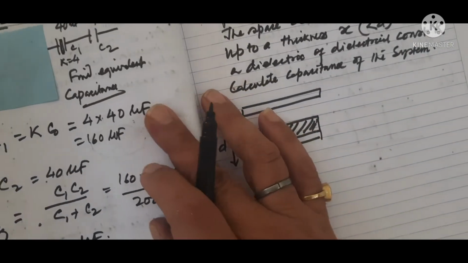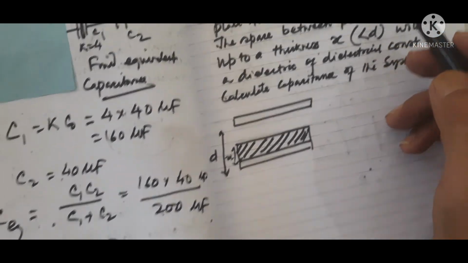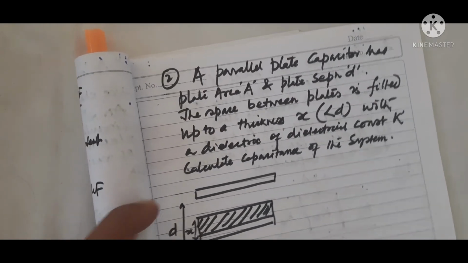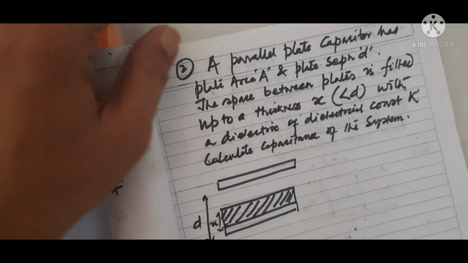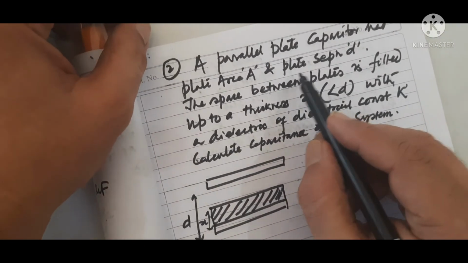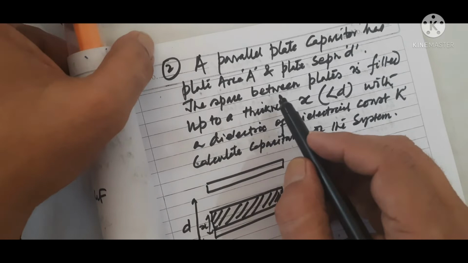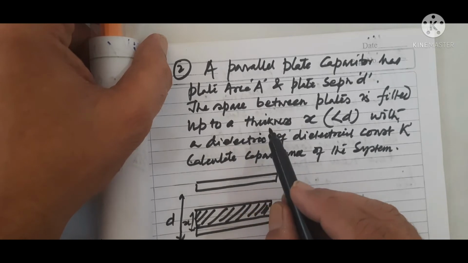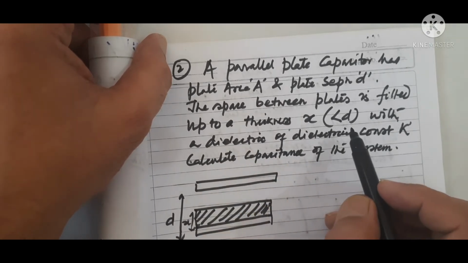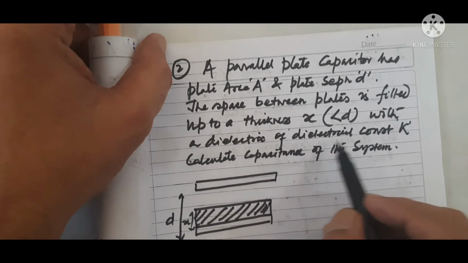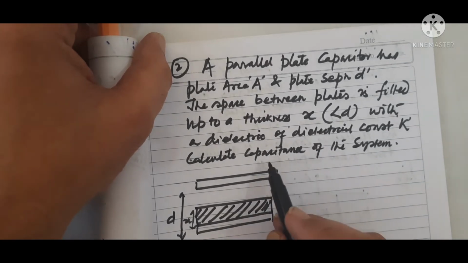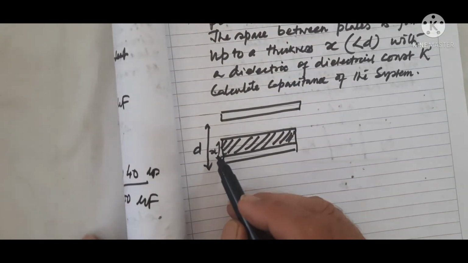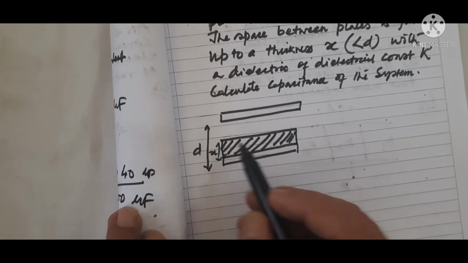Another question: a parallel plate capacitor has plate area A and plate separation small d. The space between the plates is filled up to a thickness x, which is less than d, with a dielectric of constant K. Calculate the capacitance of the system. This is the diagram: this is a dielectric medium of thickness x, and here d is the separation.